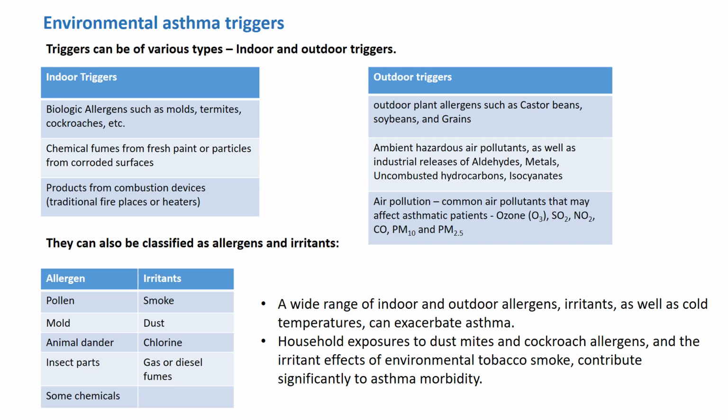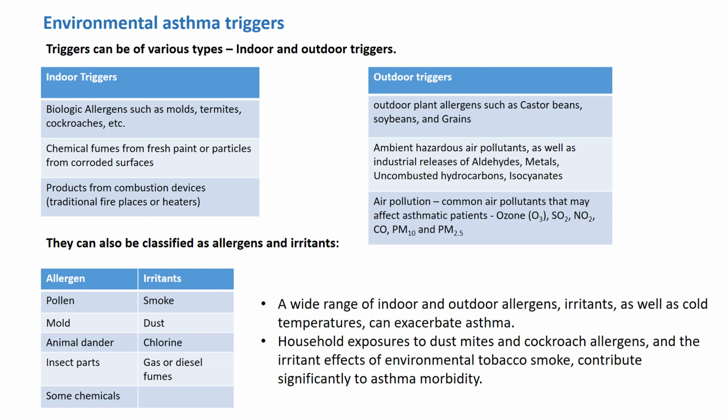They are also classified as allergen and irritant. The difference between them is that irritants cause a reaction in the body but do not cause the immune system to react. So common allergens are pollen, mold, insect parts, animal dander, and common irritants are smoke, dust, and fumes.